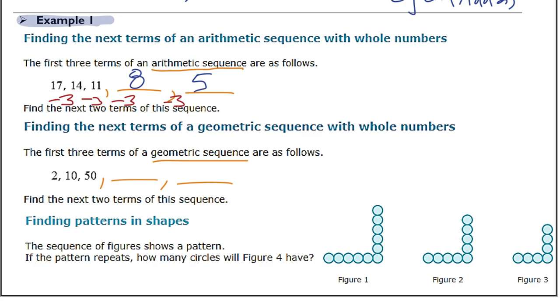Now the next one down below is geometric, which means multiplying by the same value every single time. Again, this is not really needed.